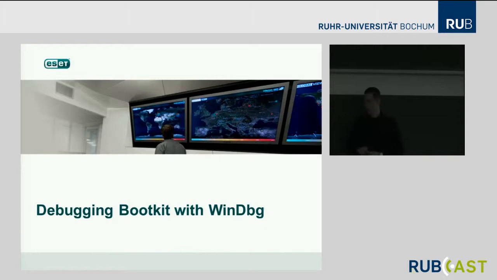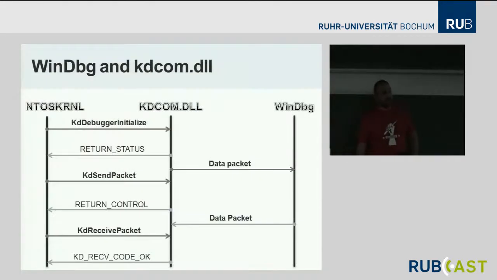And now we'll speak about debugging Bootkit with Windows Debugger. Okay, let's start. How does Windows Debugger work? Ntkernel provides a proxy module, kdcom.dll, a special module which catches events from the kernel and packs this data into special data packets for Windows Debugger. And TDL4 modified the kdcom.dll, and if you want to debug an infected machine with TDL4 using Windows Debugger, it's not working. You can't connect with Windows Debugger to the infected machine.